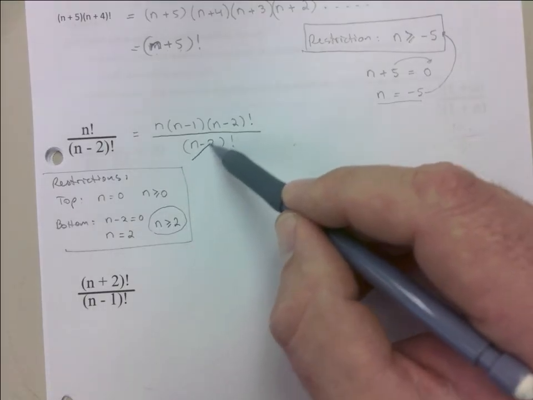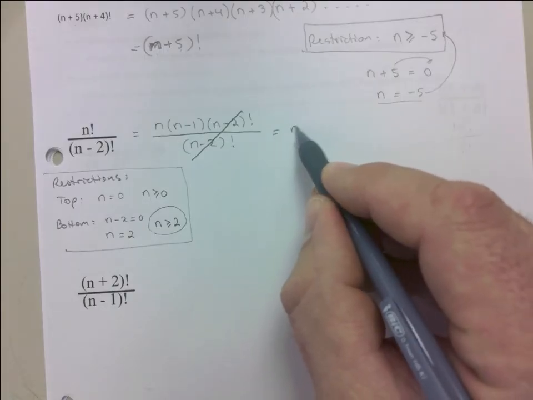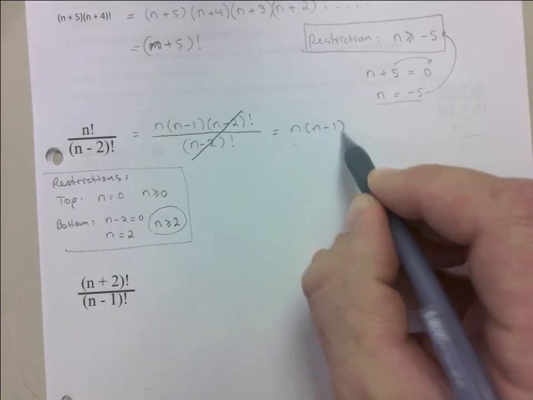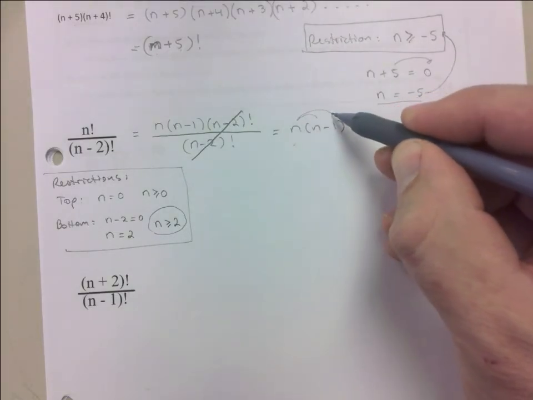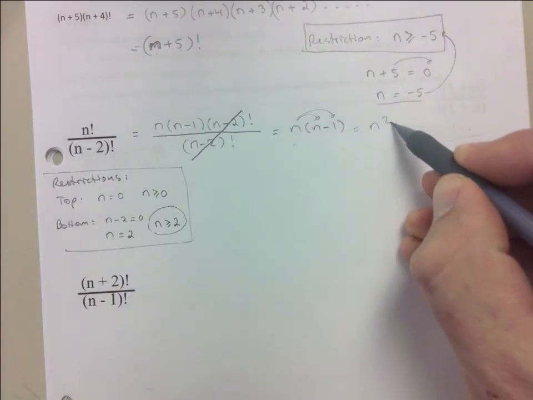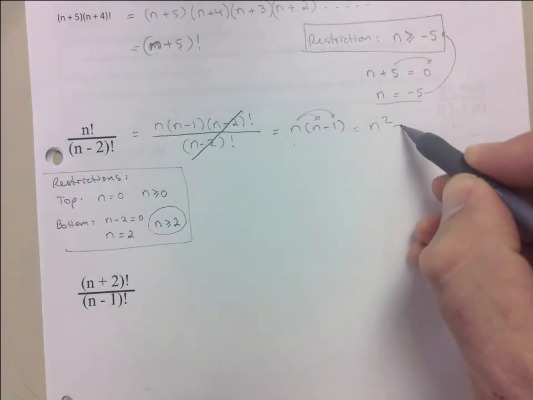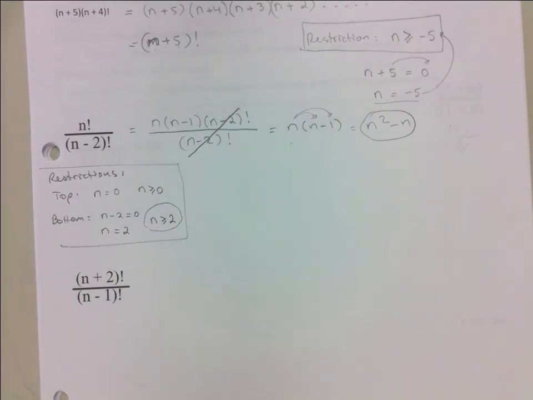So now this is so satisfying, right? You do that. You end up with n times n minus 1. We're going to distribute that. We don't want brackets or factorial, so that'd be n squared minus n. That's it. You've simplified that expression.